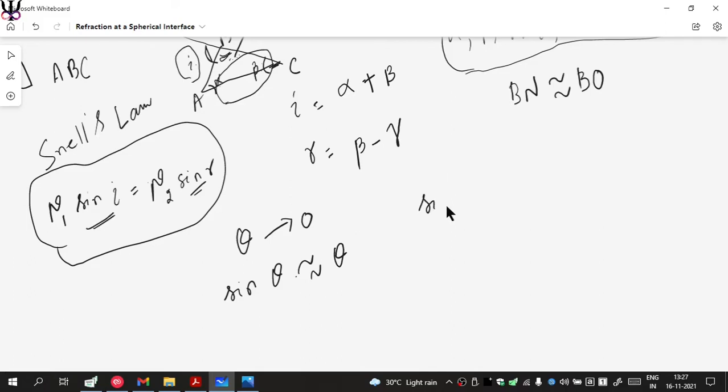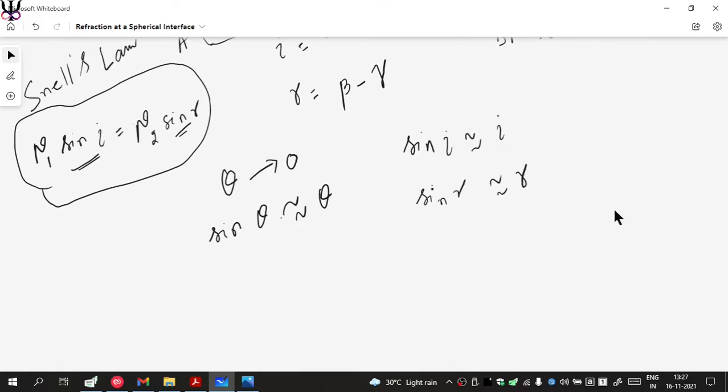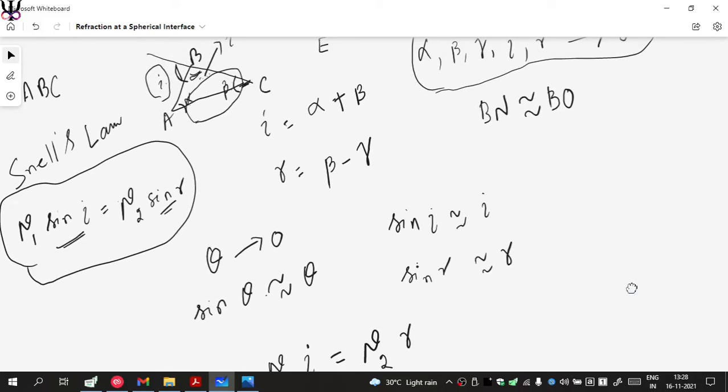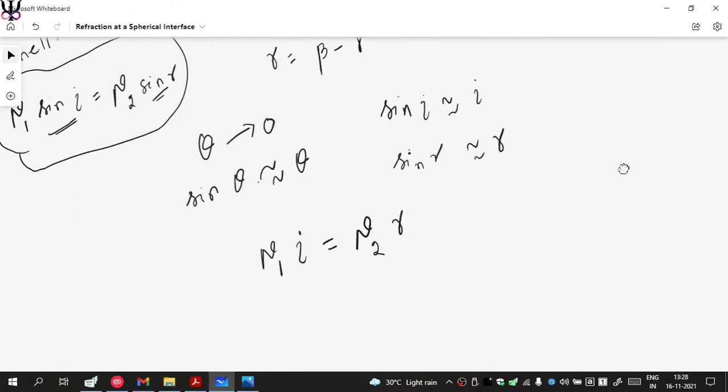That means sine of I is approximately the same as I, and sine of R is approximately the same as R. That means we can rewrite Snell's law as mu1 I is equal to mu2 R. Instead of sine I, we write I, and instead of sine R, we just write R. Now we know that I equals alpha plus beta and R equals beta minus gamma. We just put those things here.